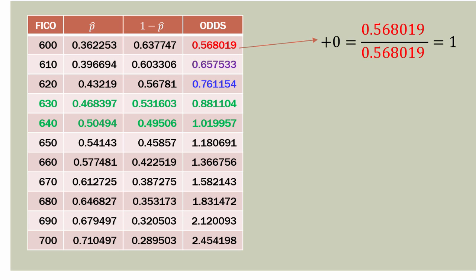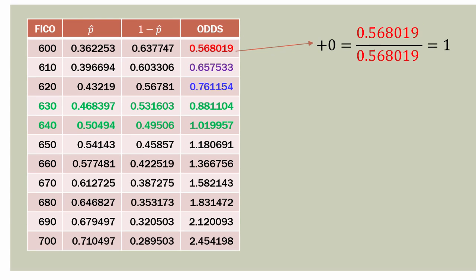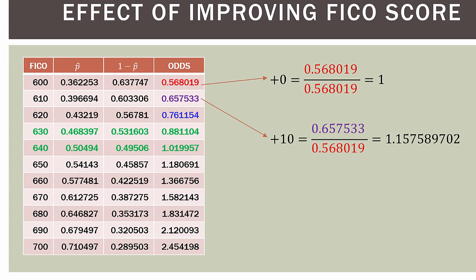Therefore, you had a 0-point increase or change in your FICO score. The odds are the same, so the odds ratio is 1. Now, what if you increased your score by 10 points? So you went from 600 to 610. So now we have the odds for 610, which is 0.657533, divided by the original odds when you walked in the first time of 0.568019. So we go ahead and do that division, and we end up with an odds ratio of 1.1576 or so.